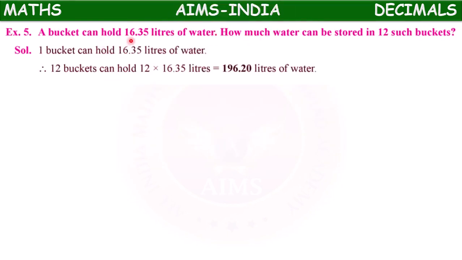So a bucket can hold 16.35 liters of water. How much water can be stored in 12 such buckets? One bucket can hold 16.35 liters of water. If we take 12 buckets like that, will the volume of water increase or not? Increase, because only in one bucket 16.35 liters. If we take 12 buckets like that, we have to multiply this 16.35 into 12.